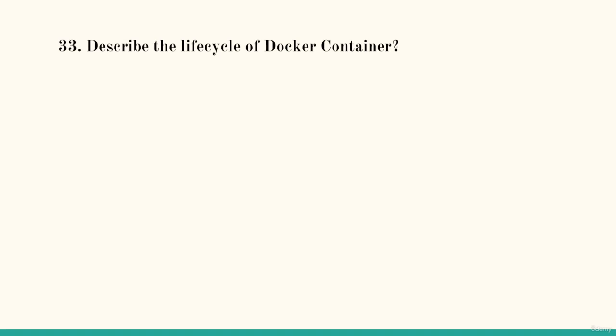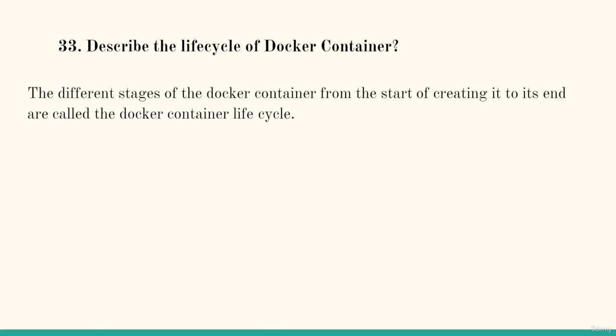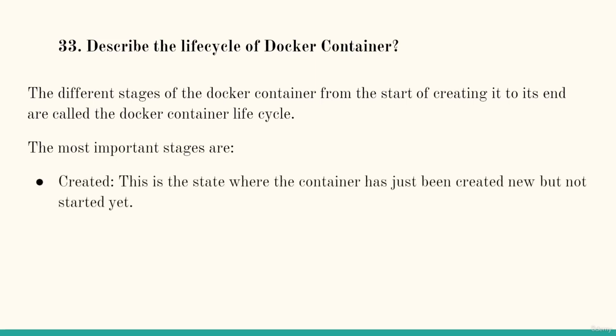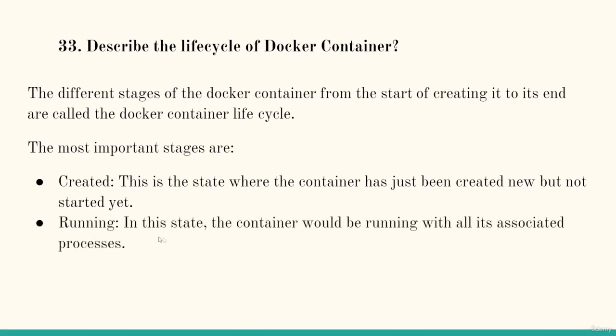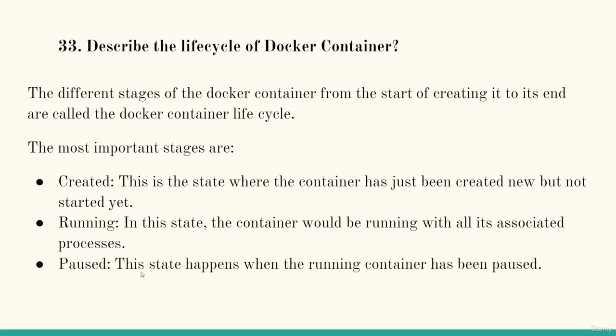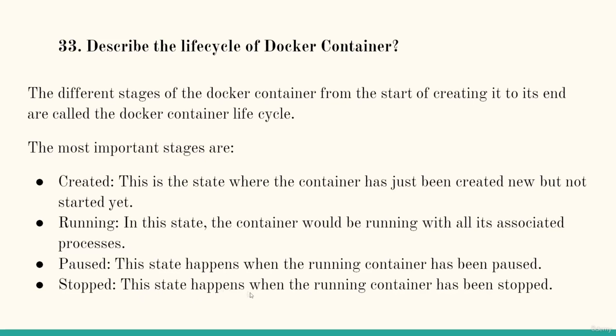Describe the life cycle of a Docker container. The different stages of the Docker container from the start of creating it to its end are called the Docker container lifecycle. The most important stages are: Created. This is the state where the container has just been created, new, but not started yet. Running. In this state, the container would be running with all its associated processes. Paused. This state happens when the running container has been paused. And Stopped. This state happens when the running container has been stopped. Deleted. This is when the container is deleted or in a dead state.